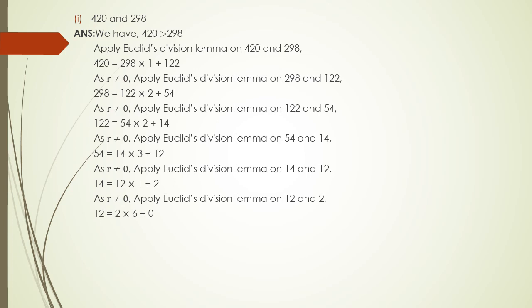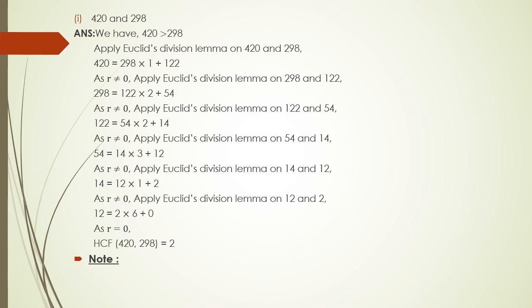Now here we have got remainder is equal to 0, and we know that whenever remainder will come 0, divisor of that step is HCF of the given two numbers. So HCF of 420 and 298 is equal to 2. I hope you understood this. Okay, it is very easy to do. If you practice some examples, you will easily be able to do this one.